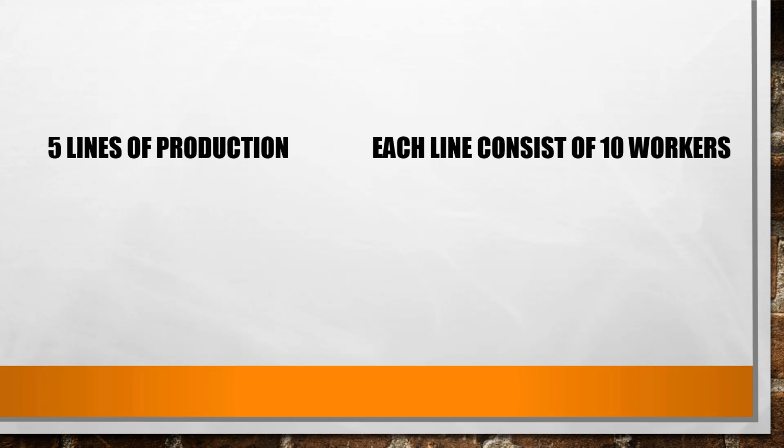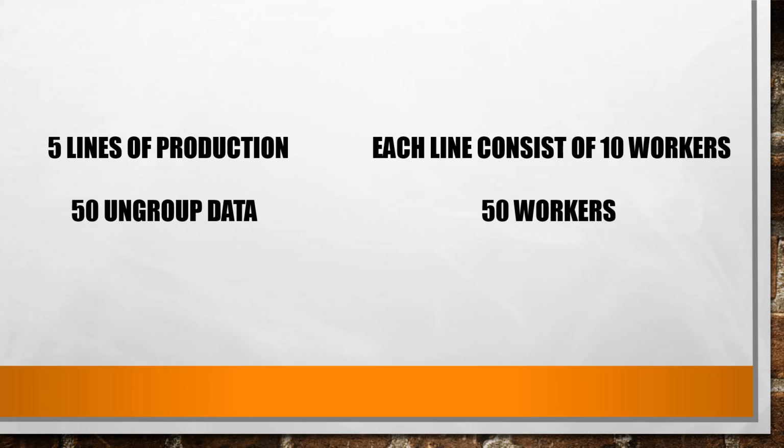Let's say you have 5 lines of production and each line consists of 10 workers. So, you will have 50 ungrouped data indicating the time in seconds taken by 50 workers to wind up the cable. The data may be represented like this.